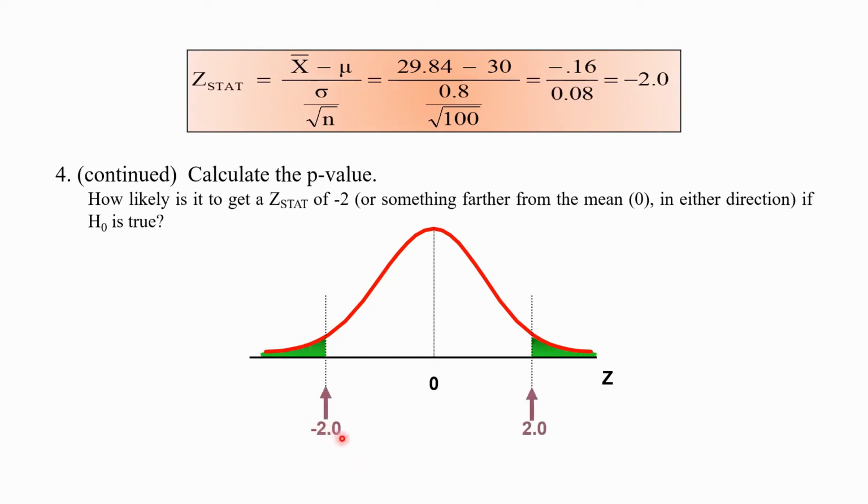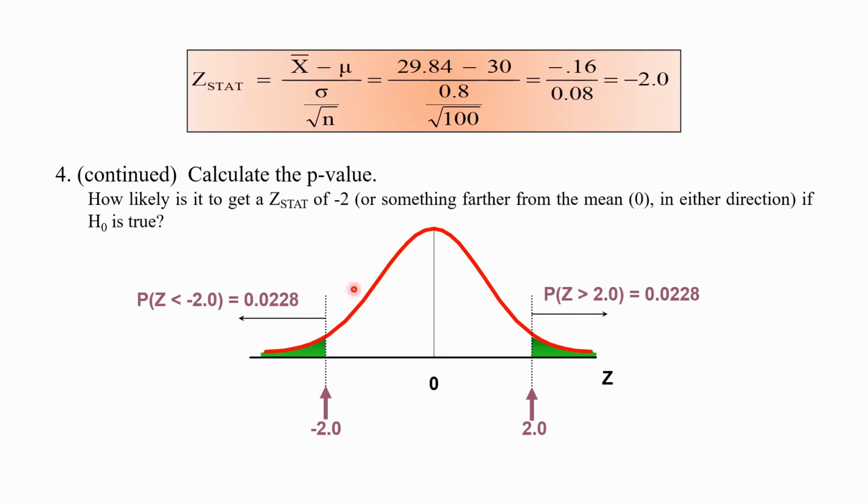Now how you calculate your p-value is, you go to your table and see where you get minus 2, right? And you will get the answer as 0.0228. When you go and check your standardized normal distribution table, you check where Z is less than minus 2. And when you check the table, the value you will get is this value, 0.0228.